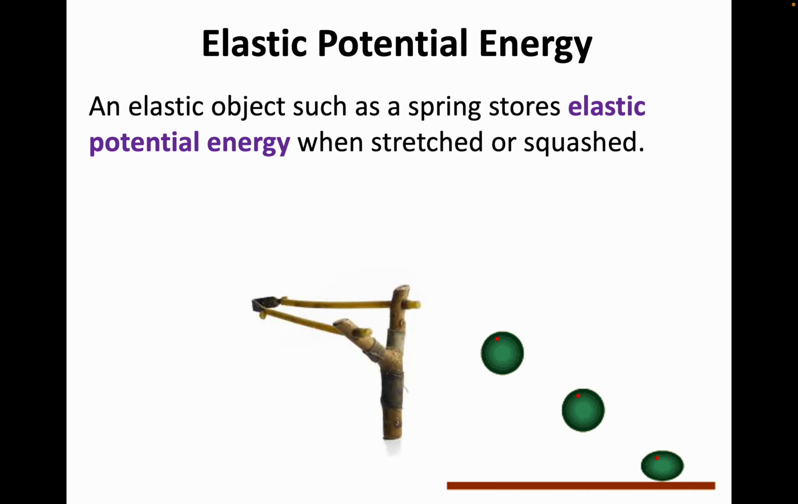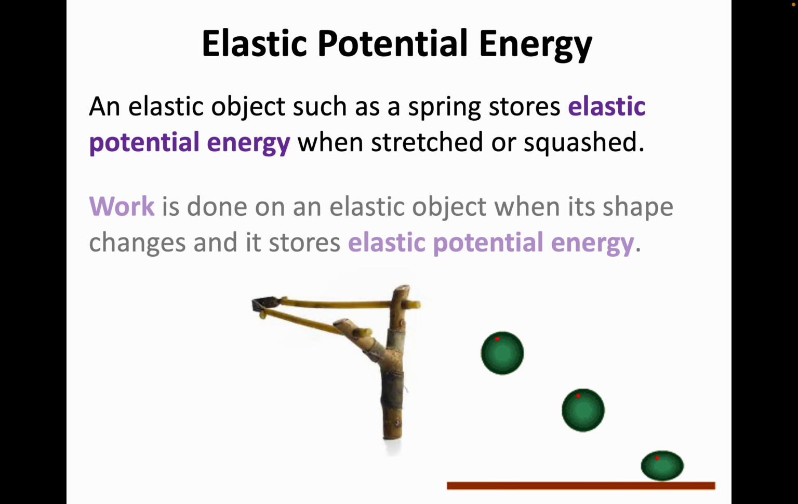So they store some kind of energy in the material they're made of. Okay, work is done on an elastic object when its shape changes and it stores elastic potential energy. And you did this when you studied Hooke's law in year 9, and then you also need to remember that and use it for your GCSE revision notes because it comes into forces and energy.